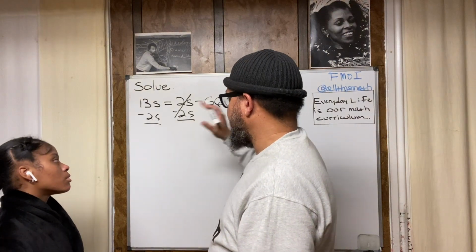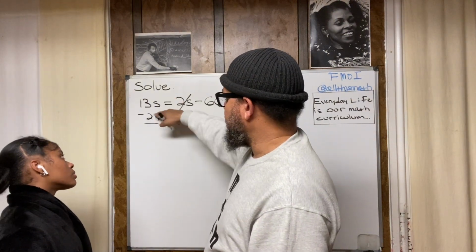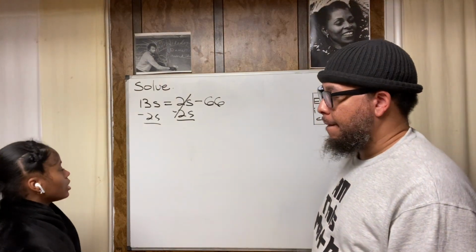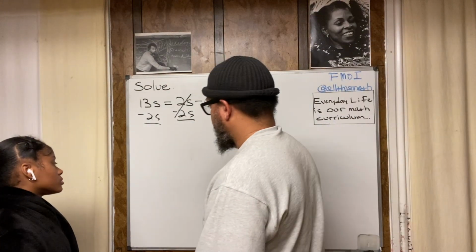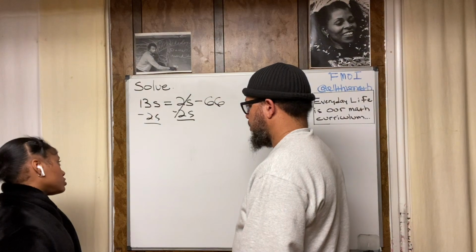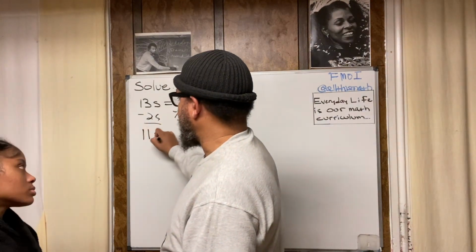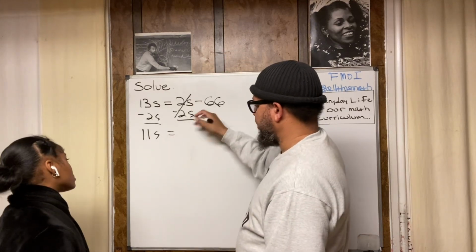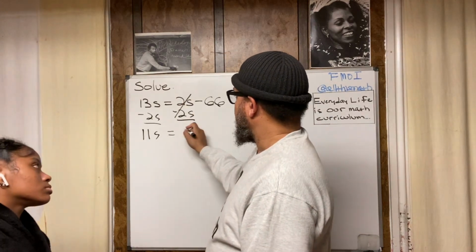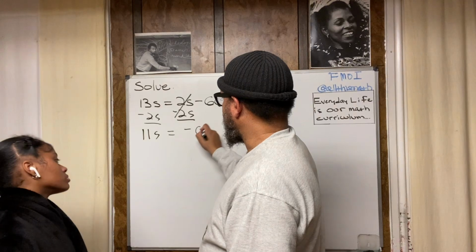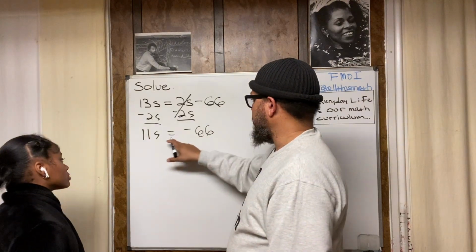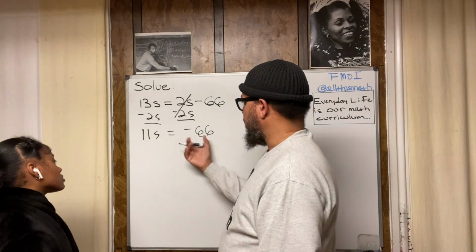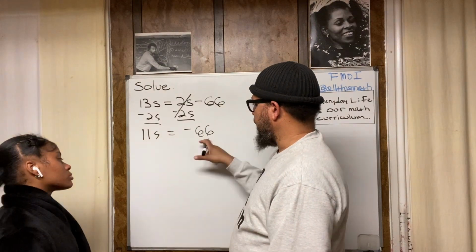Do you need to write the 0? No, you don't. What's 13s minus 2s? 11s. 11 what? S. 11s, not 11. It's 11s. Bring the equal sign down. Do I bring this down? No, I don't. These are gone. Bring the negative 66 down. Now 11s equals negative 66. Now I'm not lining them up vertically because I'm making the equation smaller. I'm doing this intentionally. 11s equals negative 66.